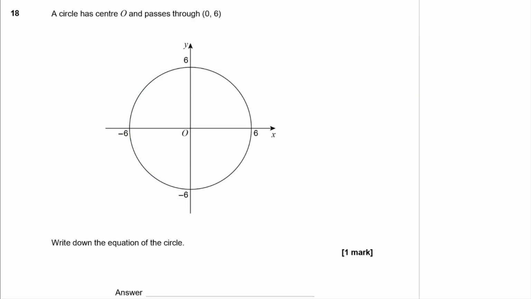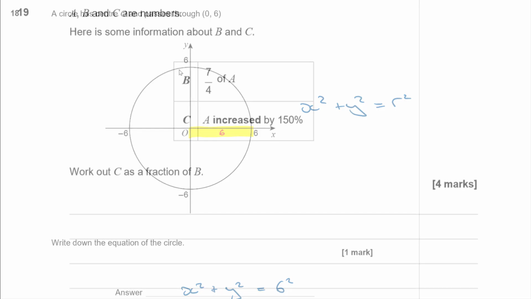Question 18, a circle has center O and passes through (0, 6). Write down the equation of the circle. That's quite a straightforward question. Equations of circles with center at the origin always have the exact same form. They are x squared plus y squared equals r squared, where r is the radius of your circle. Okay, so I've got a radius here of 6. So this is going to be x squared plus y squared equals 6 squared. You don't even have to square out the 6. You can just leave it like that. That is all fine.